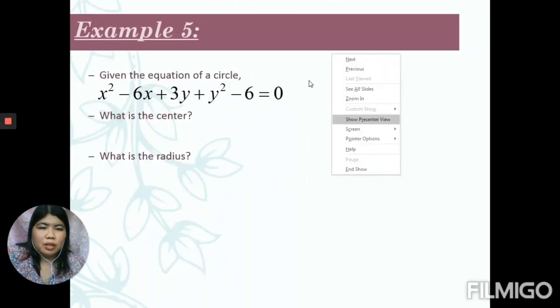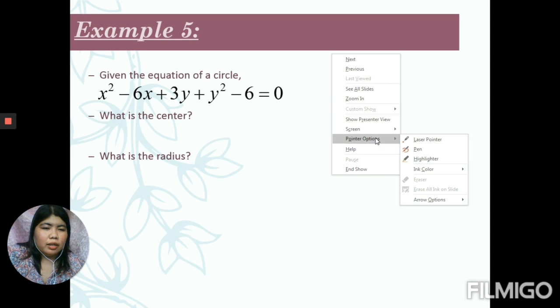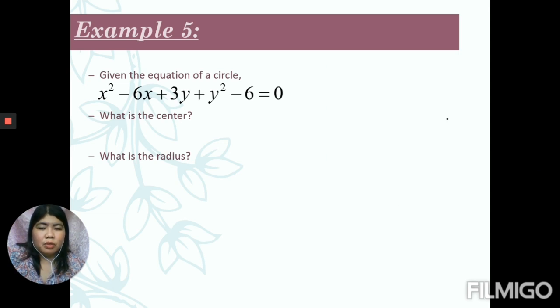And there are some example na hindi given yung standard equation, kundi yung general equation natin. So example, this one, hindi siya nakaayos ng standard form ng equation, naka-general equation siya. So, kailangan ang gagawin natin, iayos muna natin siya ng standard form para mas madaling mahanap yung center at saka yung radius.